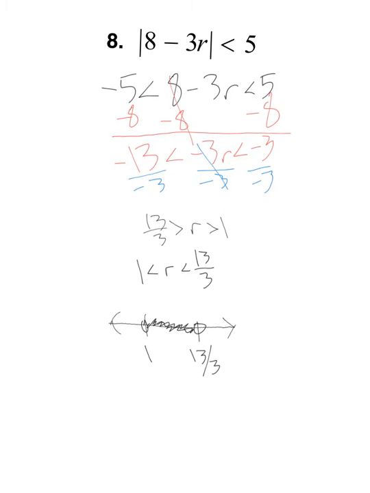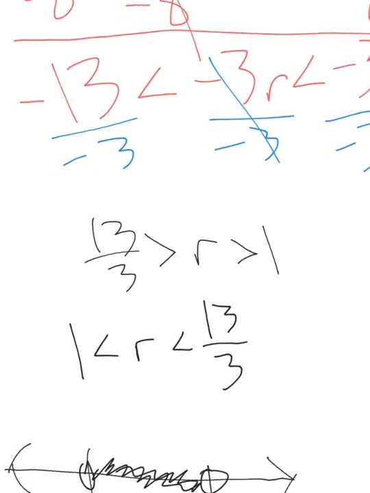So number 8 is probably the most confusing one on here, and I'll do my best to explain it in the least confusing way possible. It starts off kind of normal. You have to minus 8 from each end. That gets me negative 13 on one end and negative 3 on the other. When you divide by a negative number, you have to flip everything. So you flip the inequality sign.